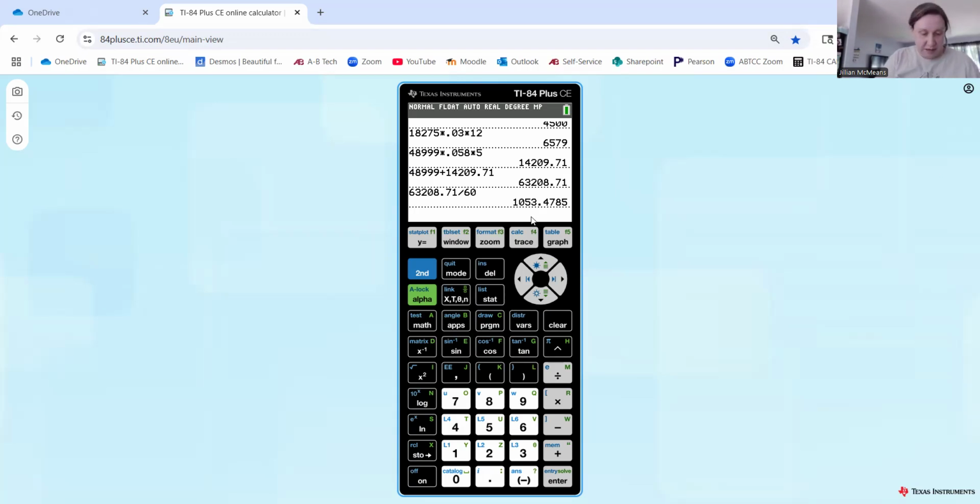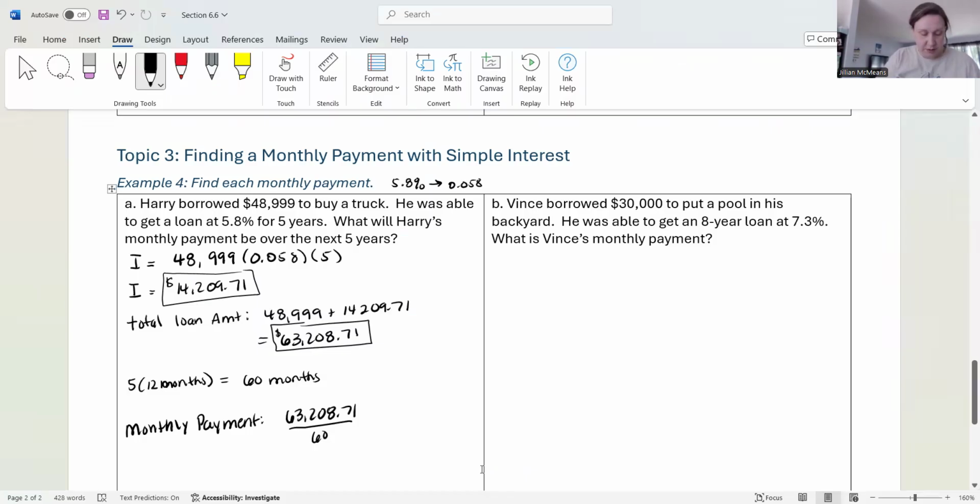So I'm going to do this on my handheld calculator so I don't get the numbers messed up. So what we ended up with was 1,053.4785. We're dealing with a monthly payment. Monthly payments are money. Money is always two decimal places. So we want to round to this 7. Okay, so does this 7 get rounded up or down? We look directly to the right.